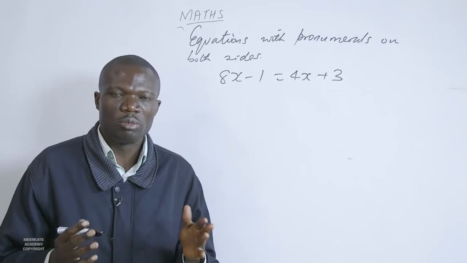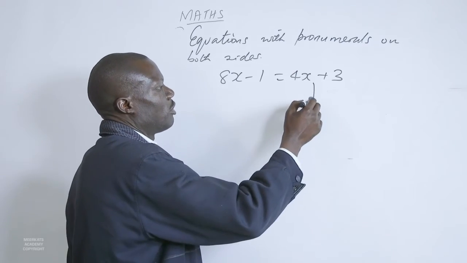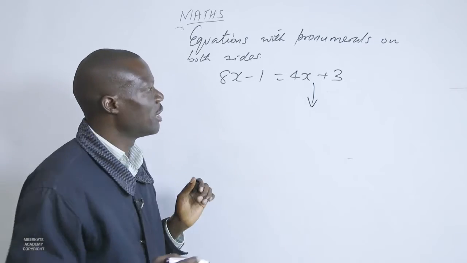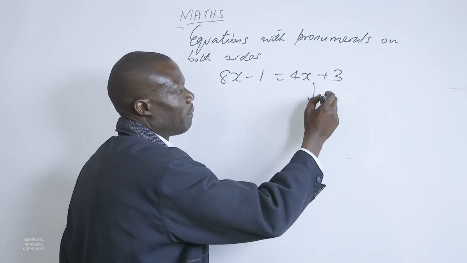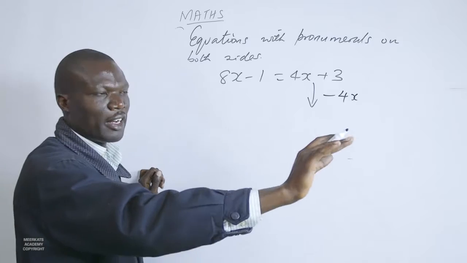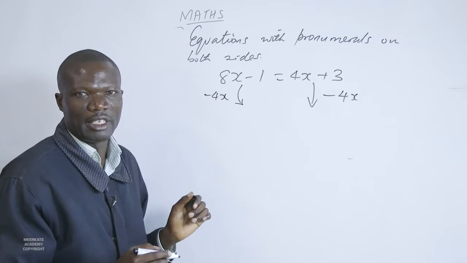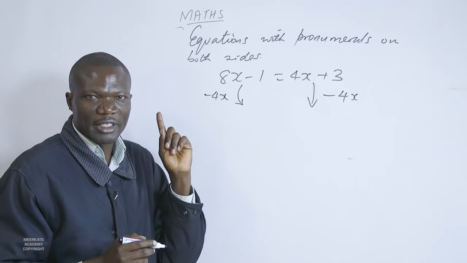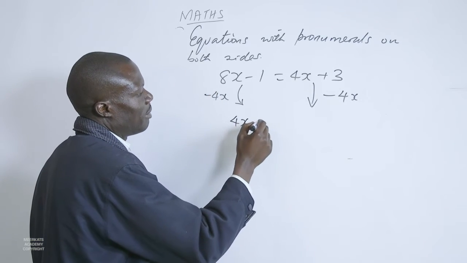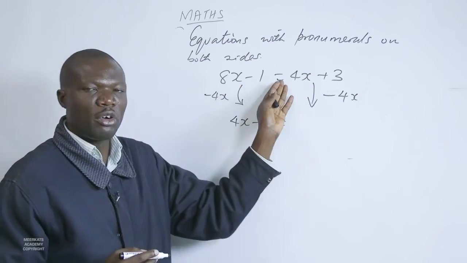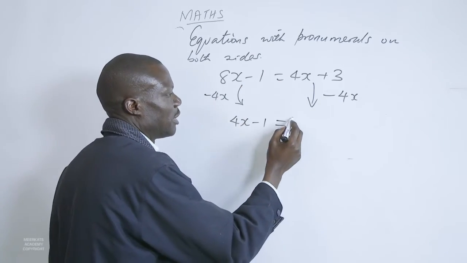The first approach is to make sure that we have the pronumerals on the same side. So we shall work on this by simply, this is plus 4x. So we shall minus 4x on the right-hand side. We shall come and minus 4x on the left side. So 8x minus 4x gives us 4x. And then minus 1 equals 4x minus 4x, which is 0. 0 plus 3 gives us 3.